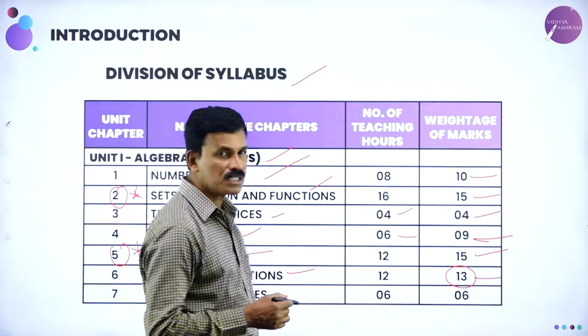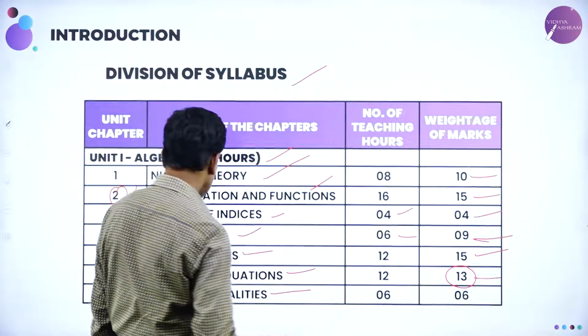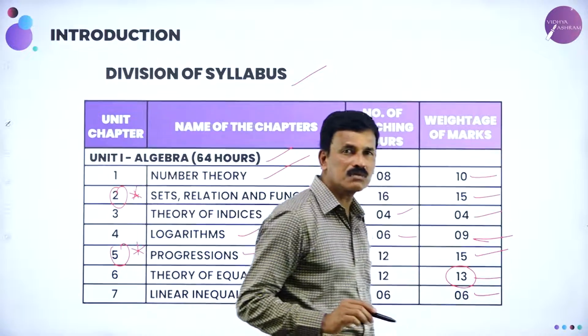So here the marks allotted for this chapter is 13, and the last one is the linear inequality. So that is the graph. Here the marks will be 6 marks for this.